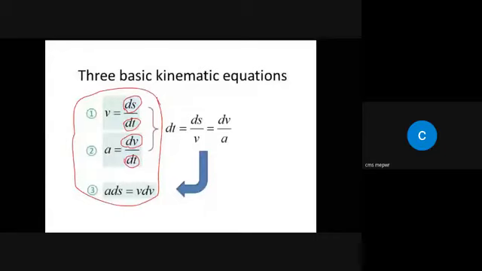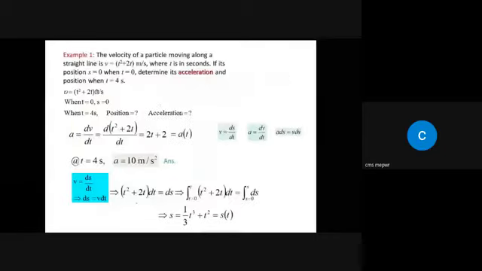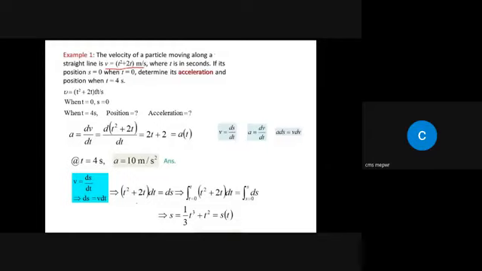Let's go through an example. The velocity of a particle moving along a straight line, which means we have rectilinear motion, is given by this equation: v is equal to t squared plus 2t, in meters per second, where t is in seconds. If its position s is equal to 0 when t is equal to 0, determine its acceleration and position when t is equal to 4 seconds.